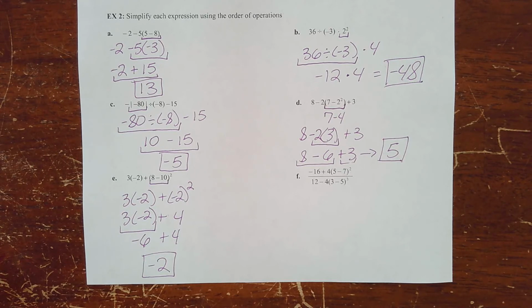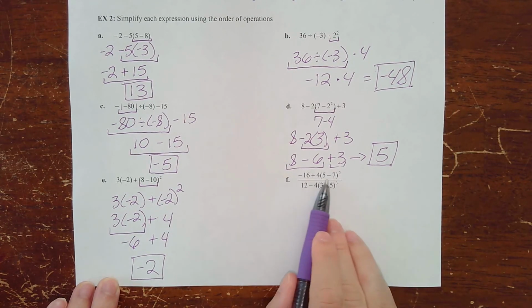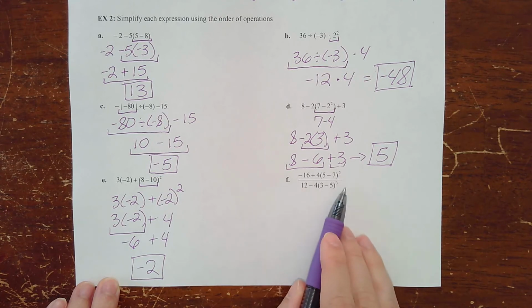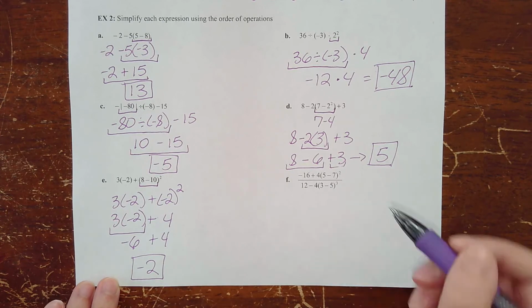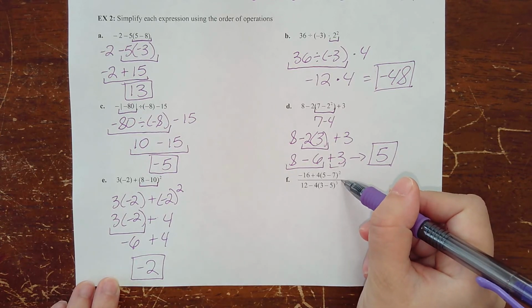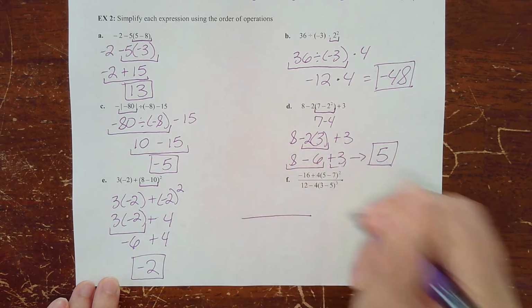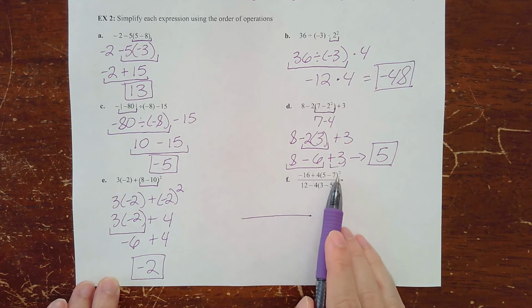Okay, last one on this page is part F, and you'll notice it looks pretty complicated. So this is one of those giant fractions where we have a lot going on in the numerator and a lot going on in the denominator. What you're going to do is just deal with them separately and then do that division last. Okay? So separately, in the numerator, I've got negative 16 plus 4 times 5 minus 7 squared.